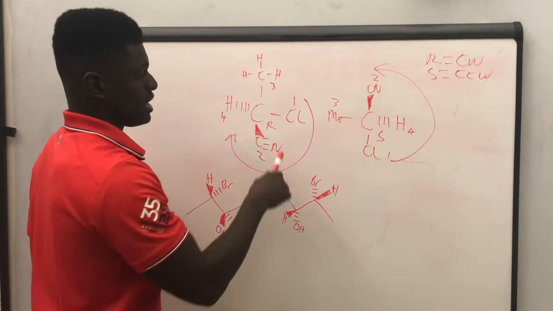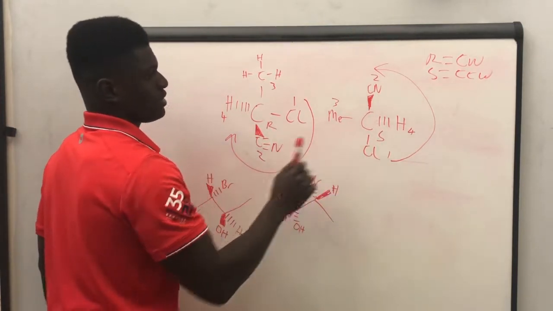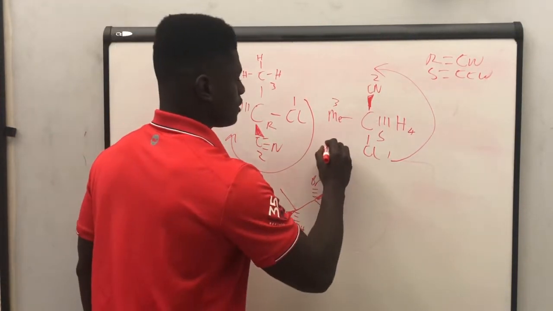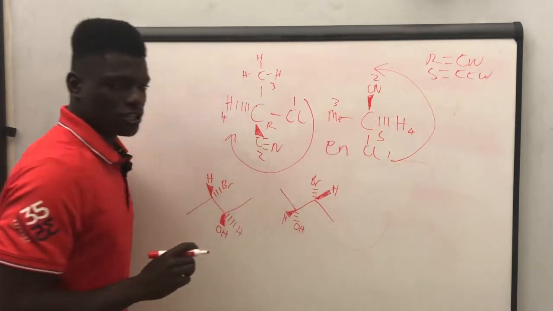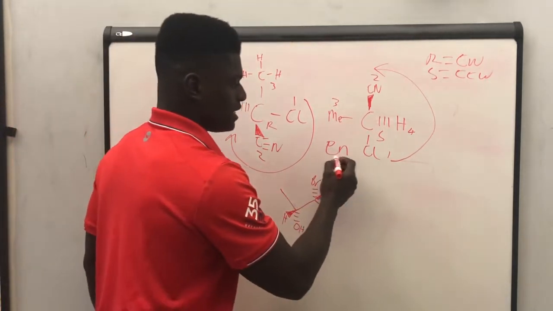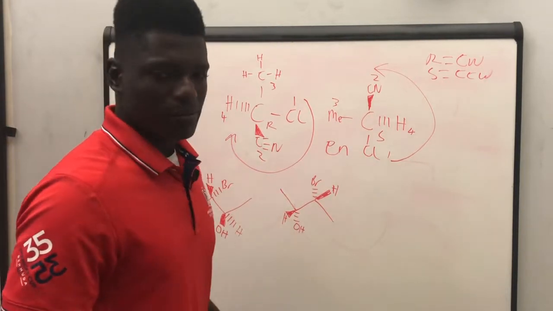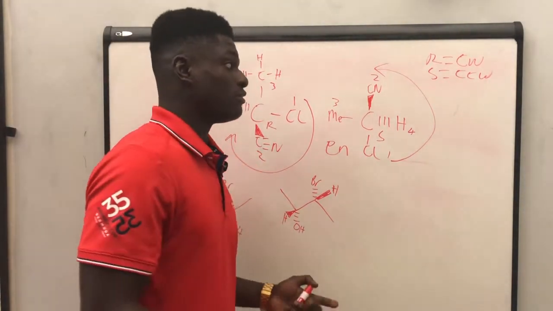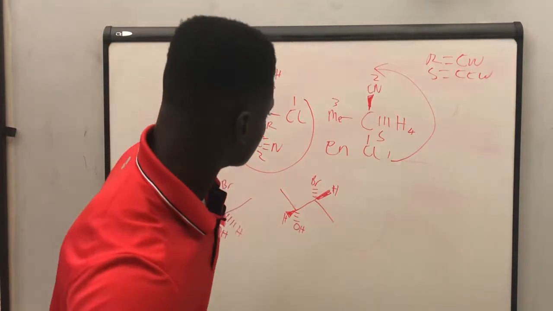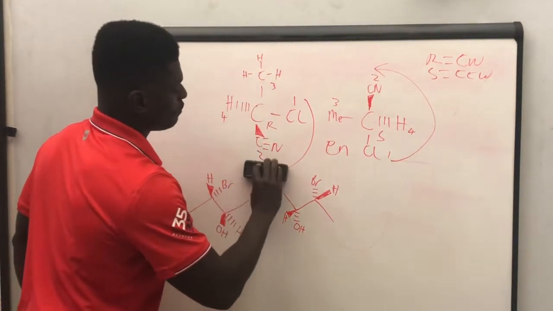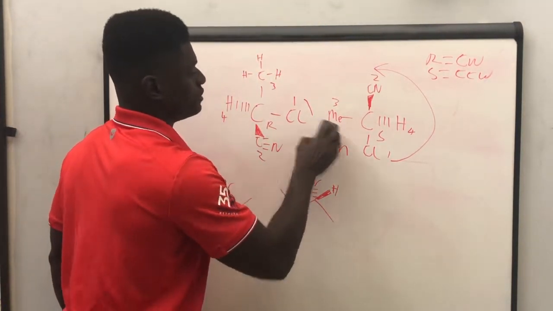So now we see we have opposite R and S at every chiral center. Therefore, these molecules are enantiomers. And typically you just write enantiomers as En. If you want to spell it out, go ahead. In organic chemistry, you'll learn that we love to abbreviate a lot of things. Right? So let's go ahead and move on and look at the next question.